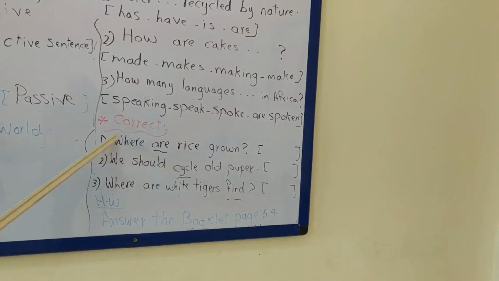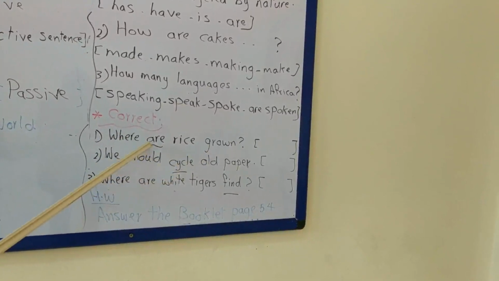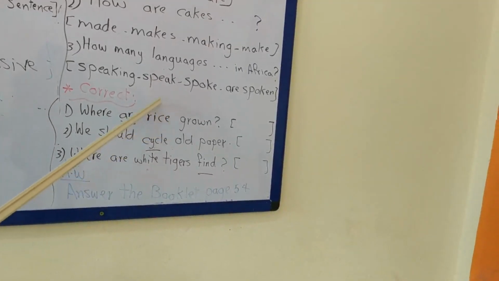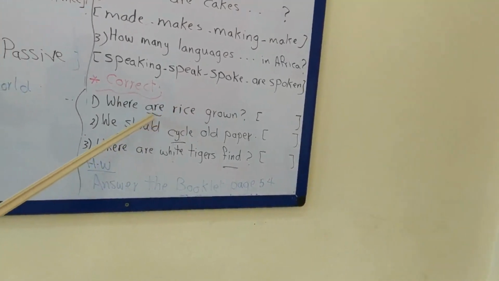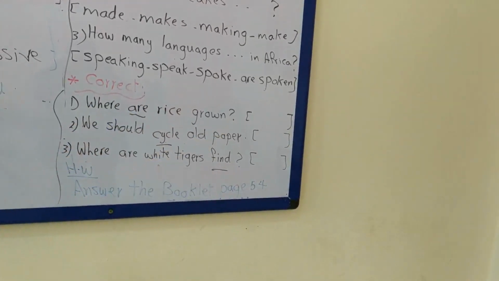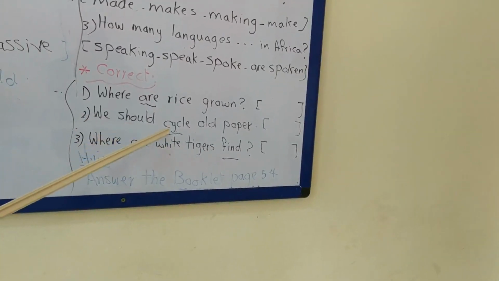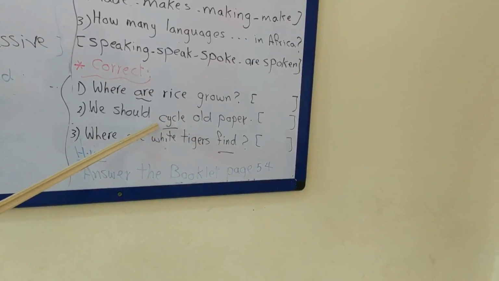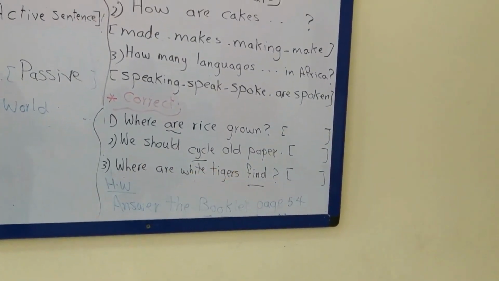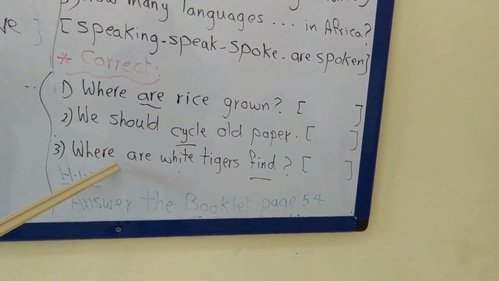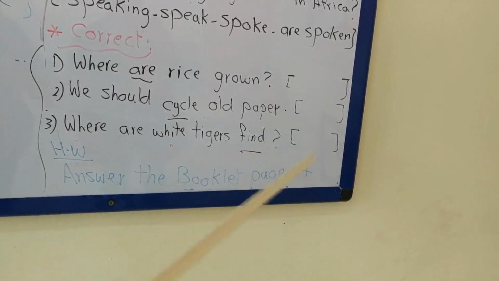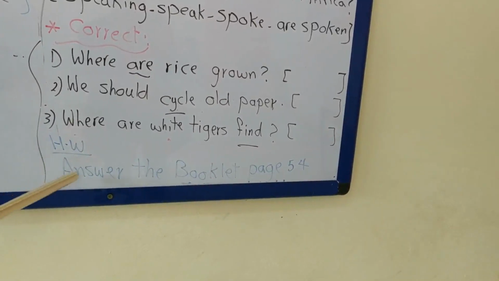The last part, correct. Where are rice grown? Rice, countable or uncountable? Of course, uncountable. So we put is. When the noun is uncountable, we put is. Where is rice grown? Number two: we should cycle all the paper. What's wrong? Recycle. Where are white tigers found? Of course, we put found. Please, the homework answers booklet, page 54.